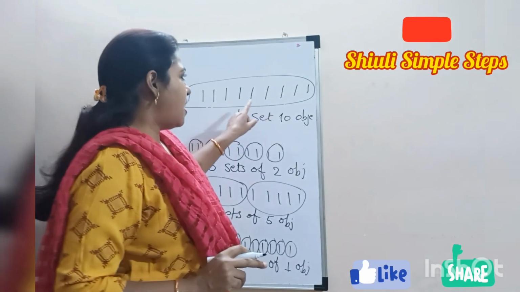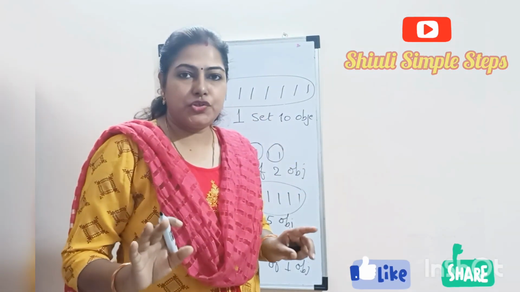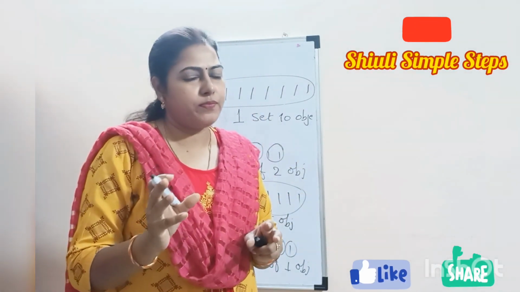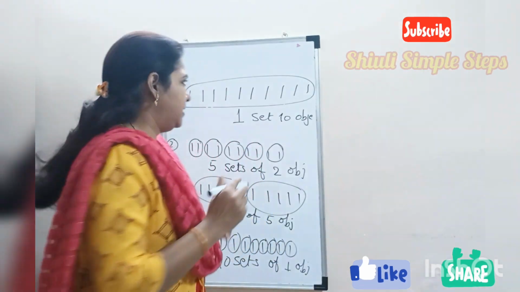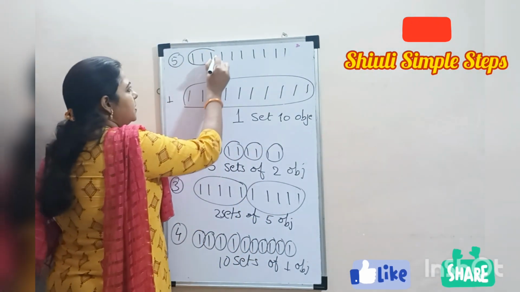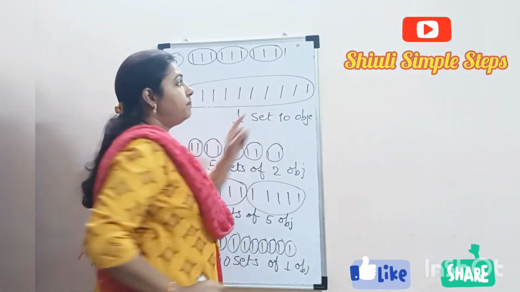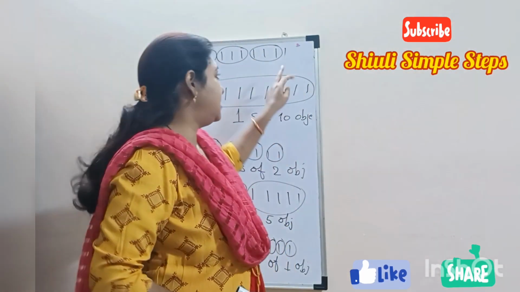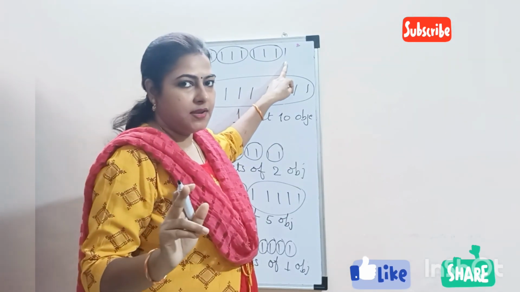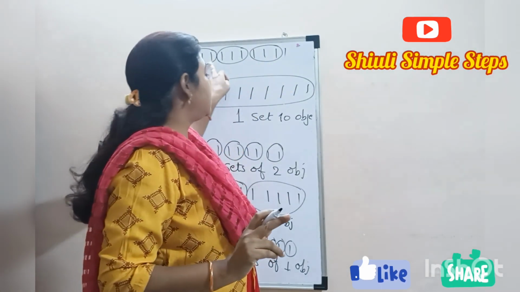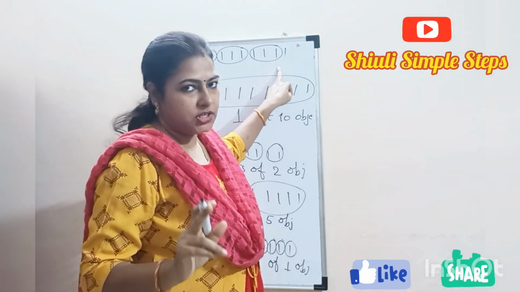So friends, now take another example. Okay. Now if you want to make a set of three objects, then what happened? Let us see. What we get? 1, 2, 3. But what happens here? Here 1 is remaining. That's why this 3 is not a factor of 10.